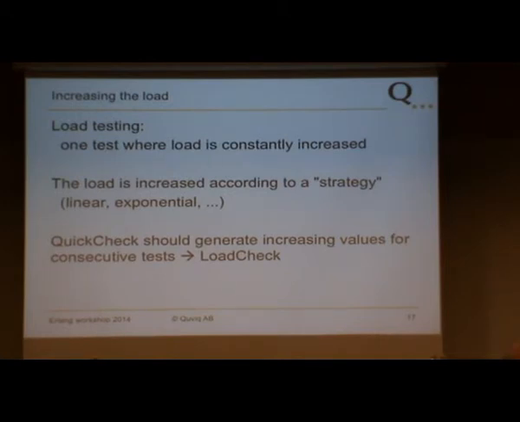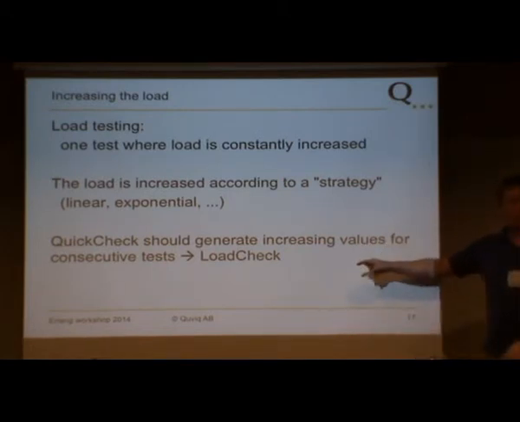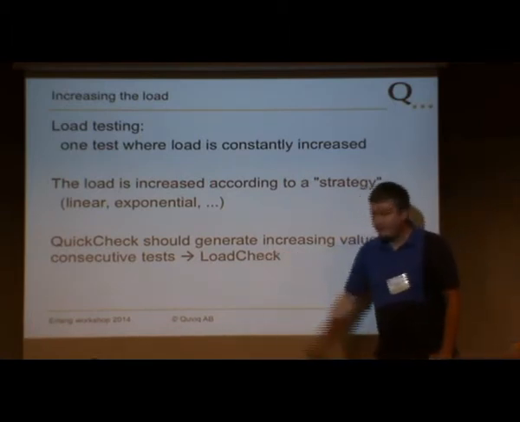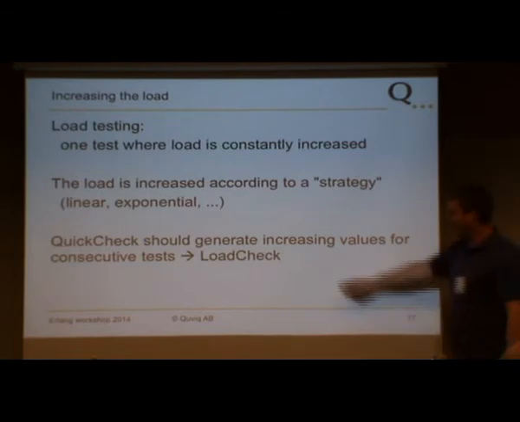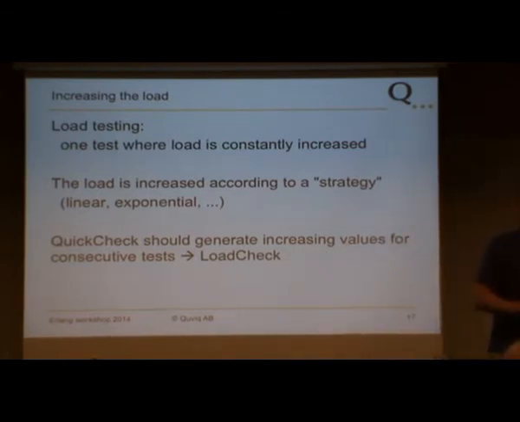And QuickCheck should then be used to increase the values for consecutive tests. That's not what QuickCheck is doing. QuickCheck takes a value and then the next time it takes a completely arbitrary value, not knowing about the history. So I wrote a little thing on top of QuickCheck. I could, of course, go into QuickCheck and make that into QuickCheck, but I didn't do that. On top of QuickCheck, I built something which is called LoadCheck.